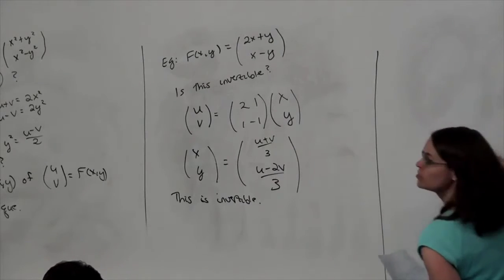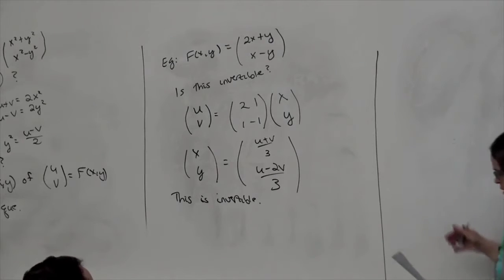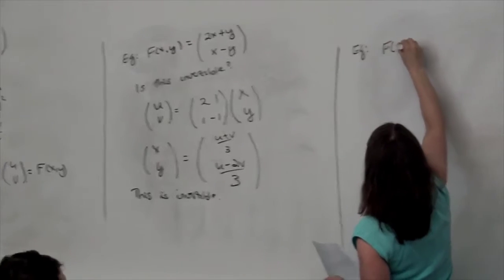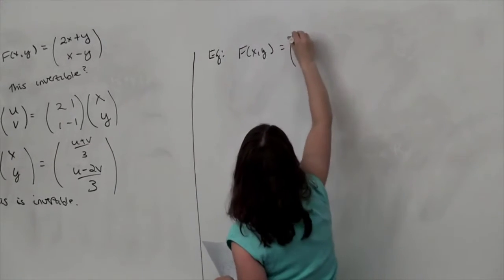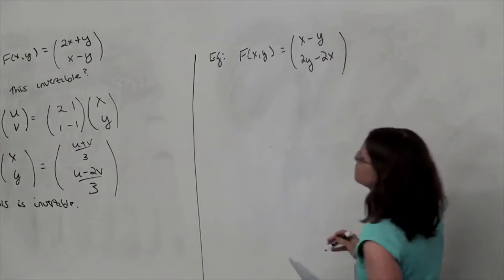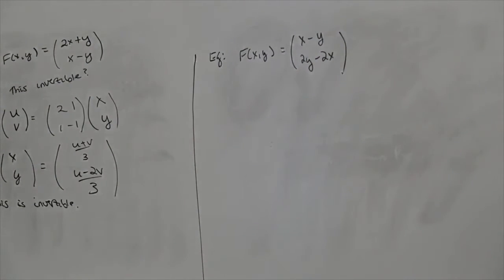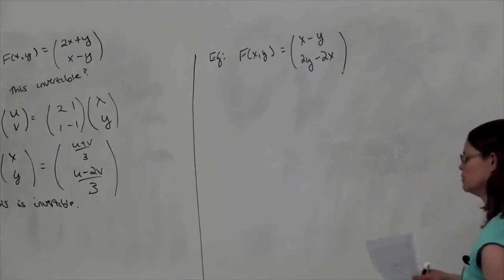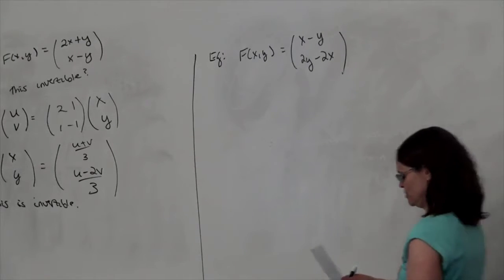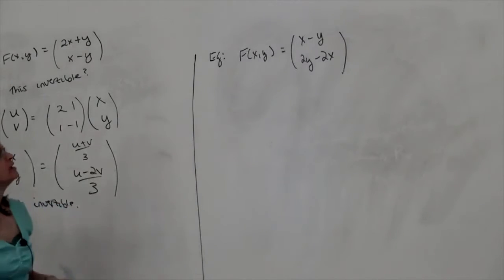All right, one more linear example. Maybe I'll ask you guys to tell me if this one is invertible or not. F of (x,y) is equal to (x minus y, 2y minus 2x). Is this invertible? No. Why not? Because the matrix is non-invertible. The matrix is not invertible, right? So indeed, there's a solution, but there's too many solutions. There's infinitely many solutions.